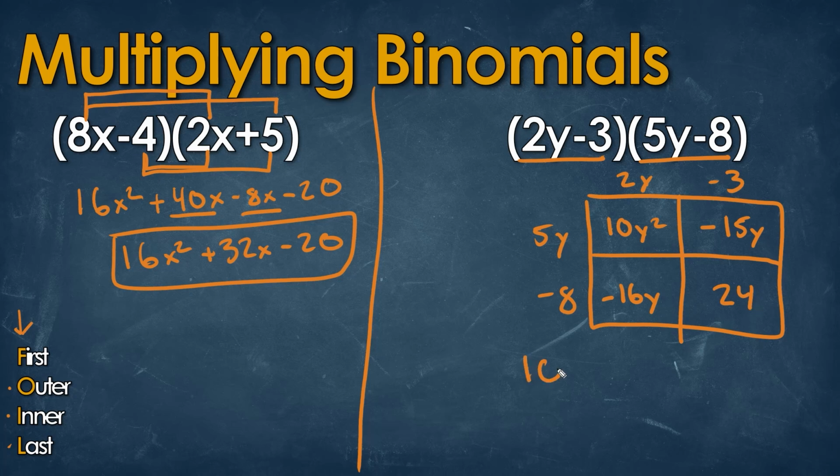Now we can put those items down here, and then we'll add the negative 15y and negative 16y, so we're going to have 10y squared minus 31y plus 24. And that will be our final answer.